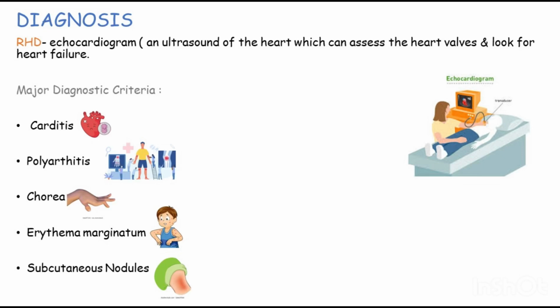Carditis is an inflammation of the heart. Polyarthritis means five or more joints in the body have arthritis at the same time. Chorea is a neurological disorder characterized by spasmodic involuntary movements of the limbs or facial muscles. Erythema marginatum is a rare skin rash that can appear circular and red. Subcutaneous nodules are firm raised lesions that can appear under the skin.